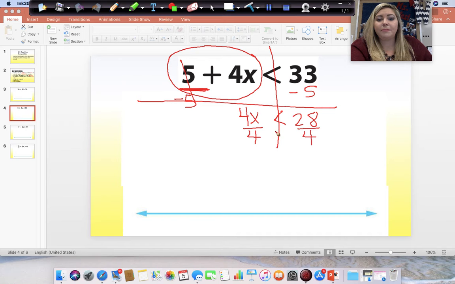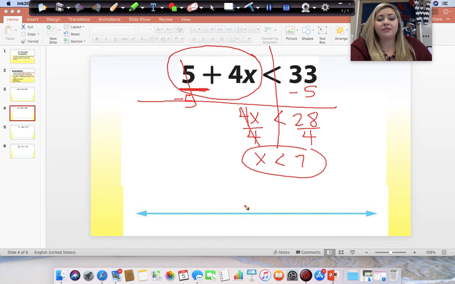You want to do the opposite of what's happening, and right now x is being multiplied by 4. So to solve, you have to divide both sides by 4. 4 divided by 4 is 1, and 1 times x is x. So x is less than 28 divided by 4, which is 7.